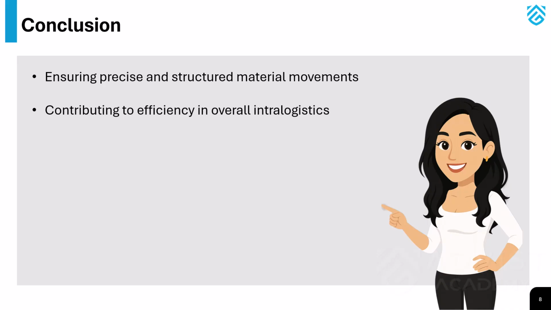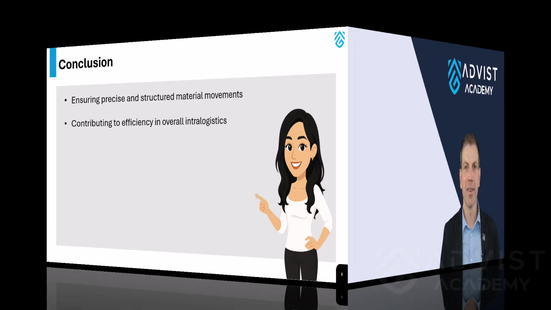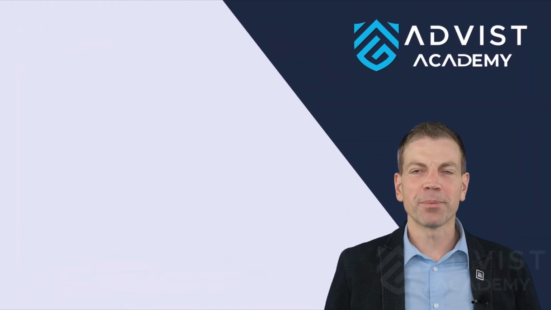In summary, warehouse tasks form the operational core of SAP EWM. They ensure that material movements are executed precisely, in a structured manner, and system-supported. Through automatic generation, flexible control, and comprehensive monitoring, they support smooth warehouse operations and contribute significantly to efficiency across the entire intralogistics process.